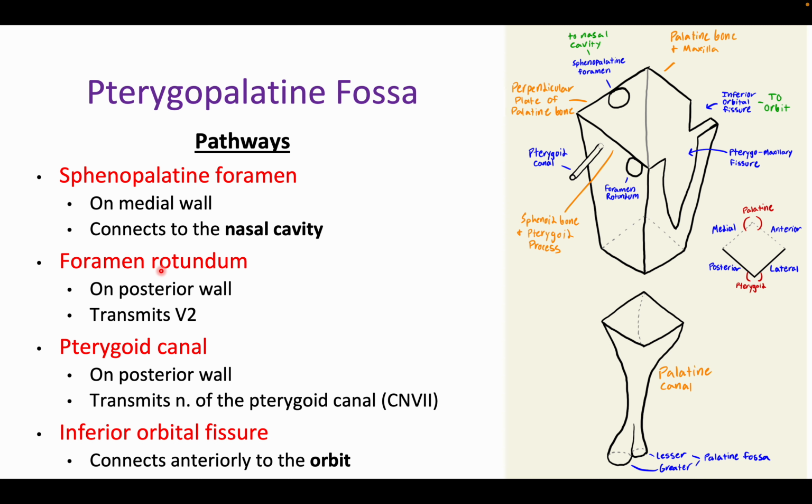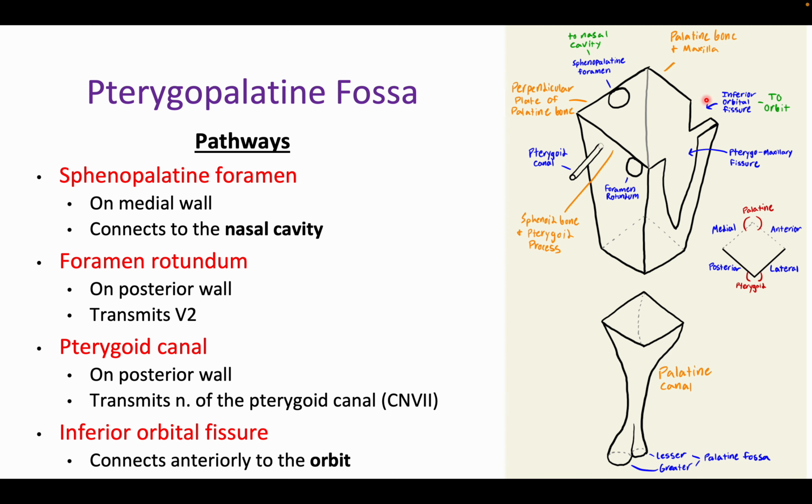We're also going to have the foramen rotundum. We saw that. That's what V2 passes through. And that's going to be located on the posterior wall back here. Also on the posterior wall, we're going to have our pterygoid canal. And we saw that with the facial nerve. It's going to transmit the nerve of the pterygoid canal, which is formed by the joining of the greater petrosal and the deep petrosal nerves.